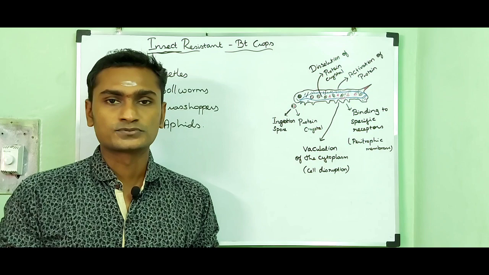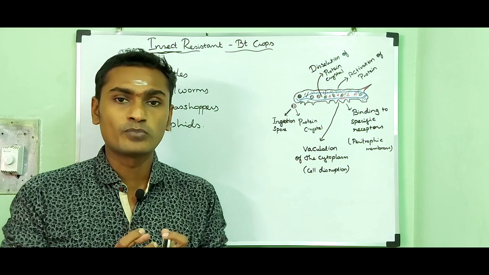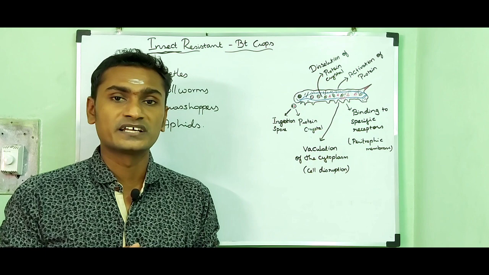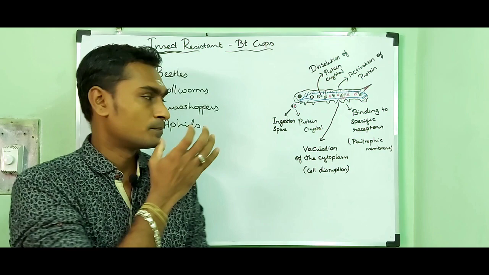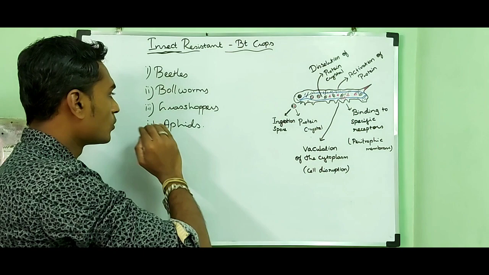When it is ingested by an insect, the toxic protein binds with the gut lining. The gut lining is made up of epithelial membrane. The toxic protein dissolves that epithelial membrane, resulting in the death of the insect. This is how BT crops are created to kill insects like beetles, bollworms, grasshoppers and aphids.